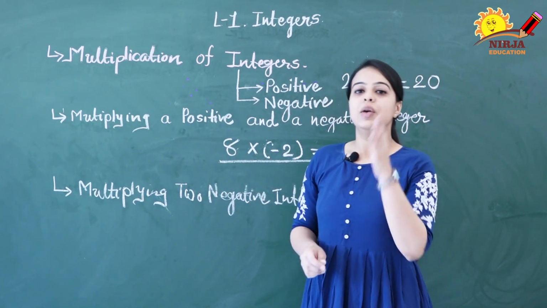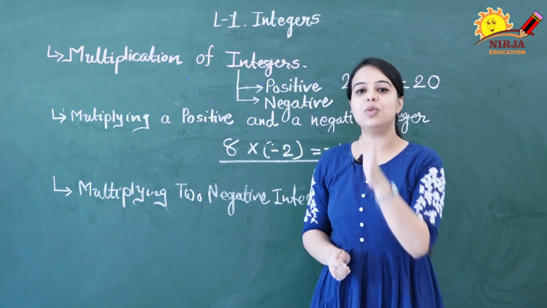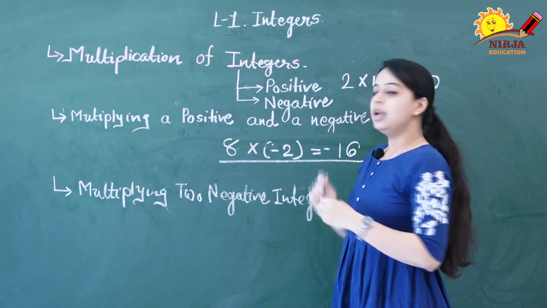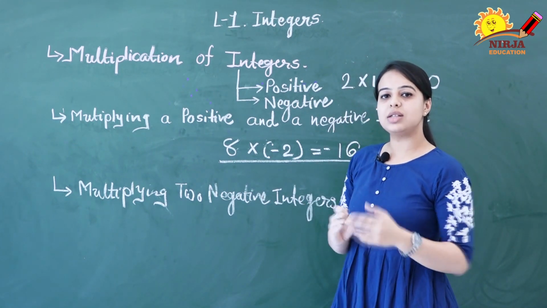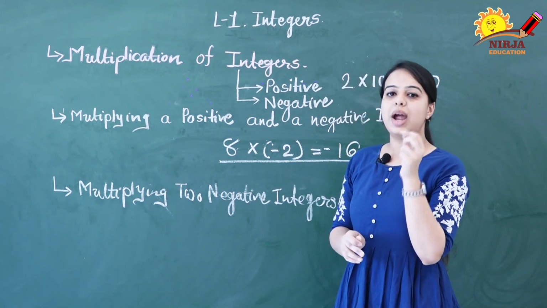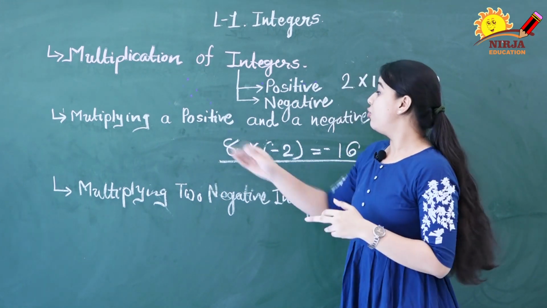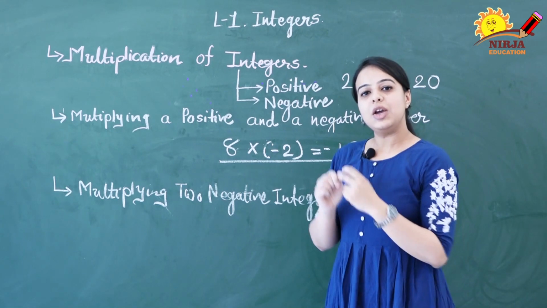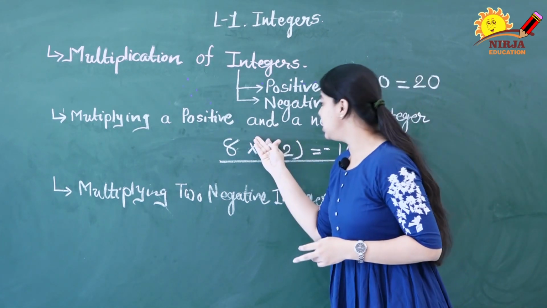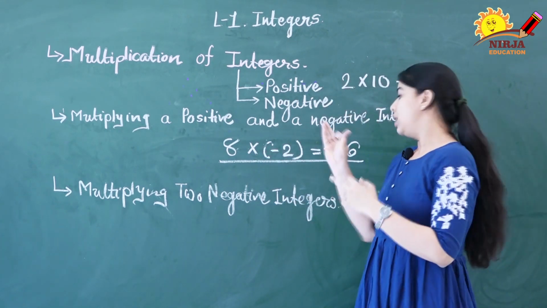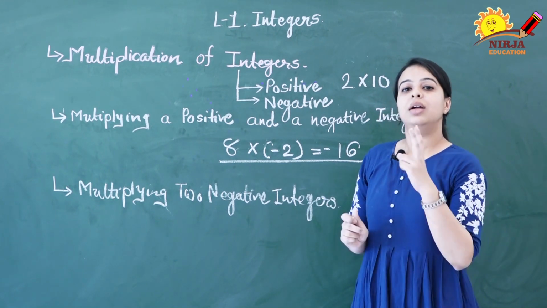What we need to do? We need to ignore the sign, multiply the integers as positive integers, and in the answer we add the minus sign. So from this we can conclude that if we multiply one positive and one negative integer, then the answer will always be negative.